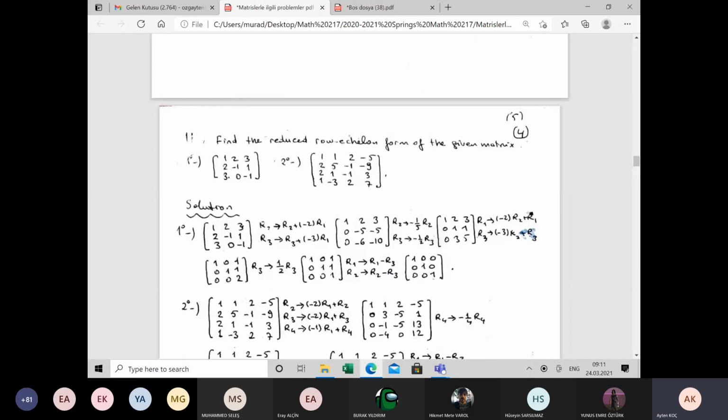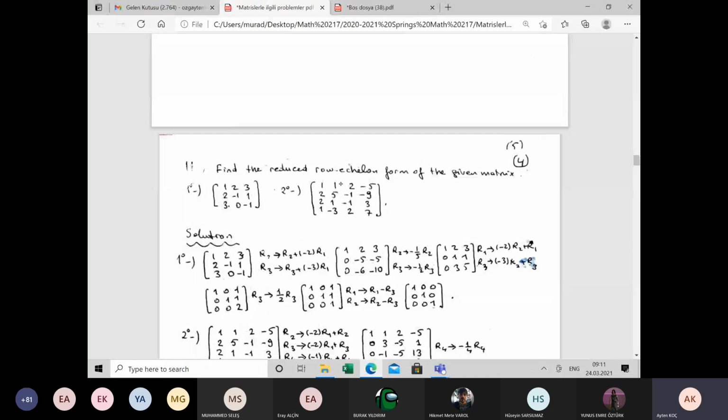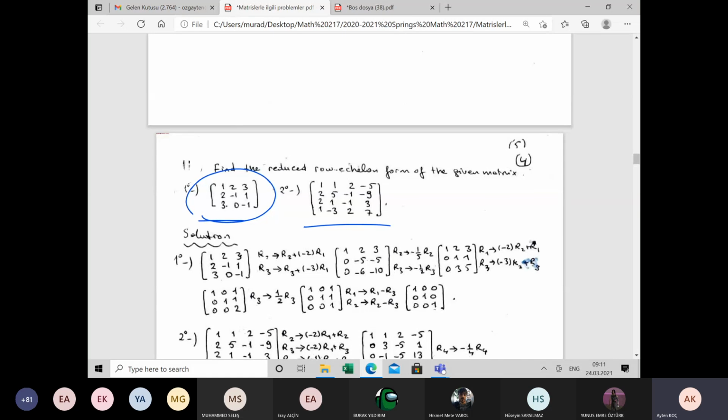And here, find the reduced row echelon form of the given matrix, this one and this one. So let's solve one of them, for example this one. Using elementary row operations is okay, of course, but do not use column operations. It's okay because this one is a matrix, not a determinant. Be careful. Our aim is the reduced row echelon form. Start with this one, it's okay.